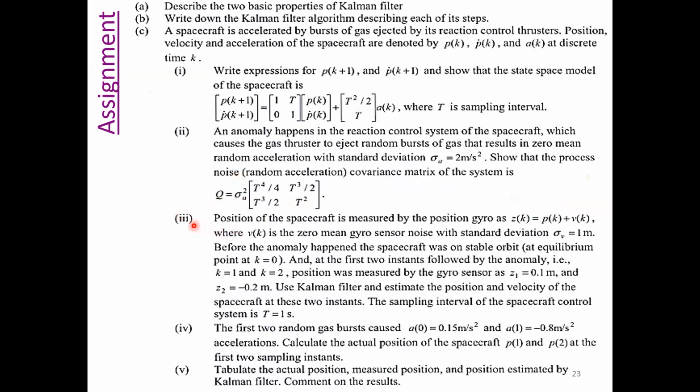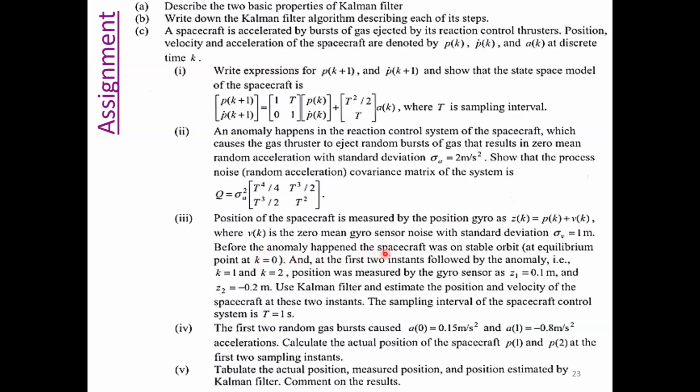Now we move on to the third part. The position of the spacecraft is measured by the precision gyros as this equation, ZK equals PK plus VK. So pretty obvious, right? Actual position plus the sensor noise, where VK is the zero mean gyro sensor noise. So the sensor has no bias, zero mean, but there's a variance, and that is given in standard deviation form, that is 1 meter. So the variance is the square of that, that is again 1.